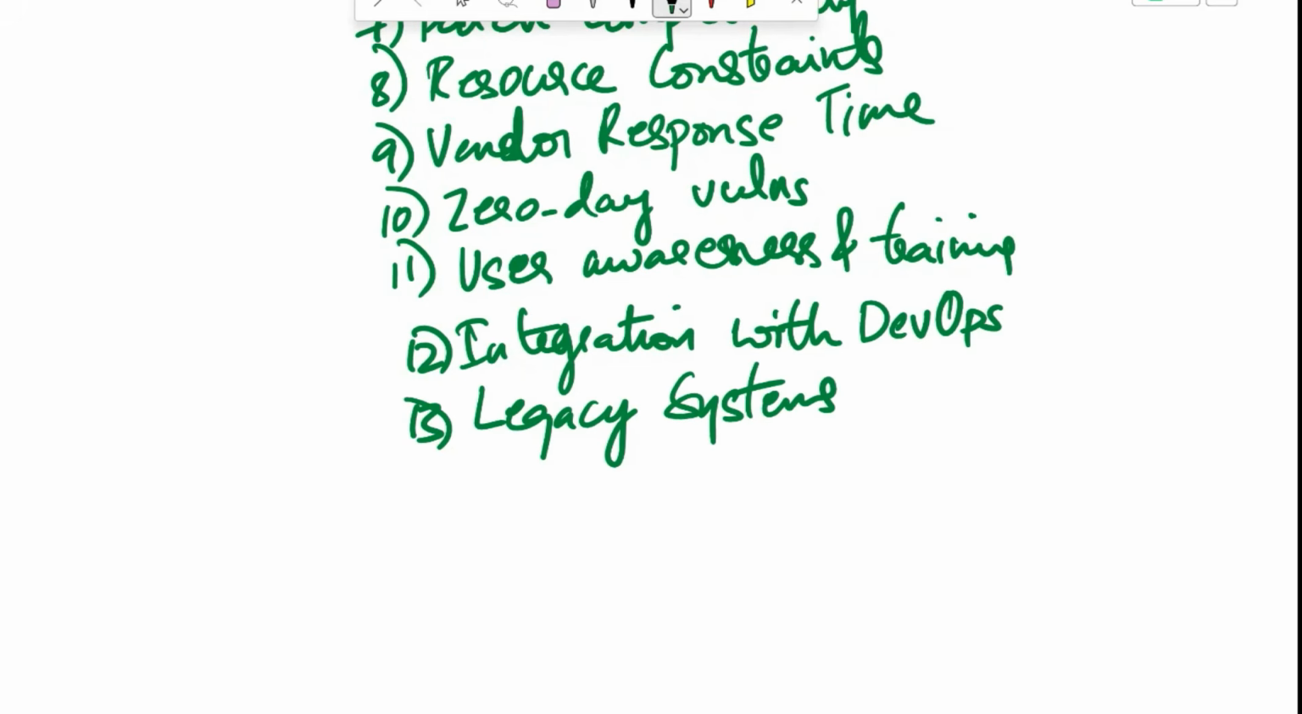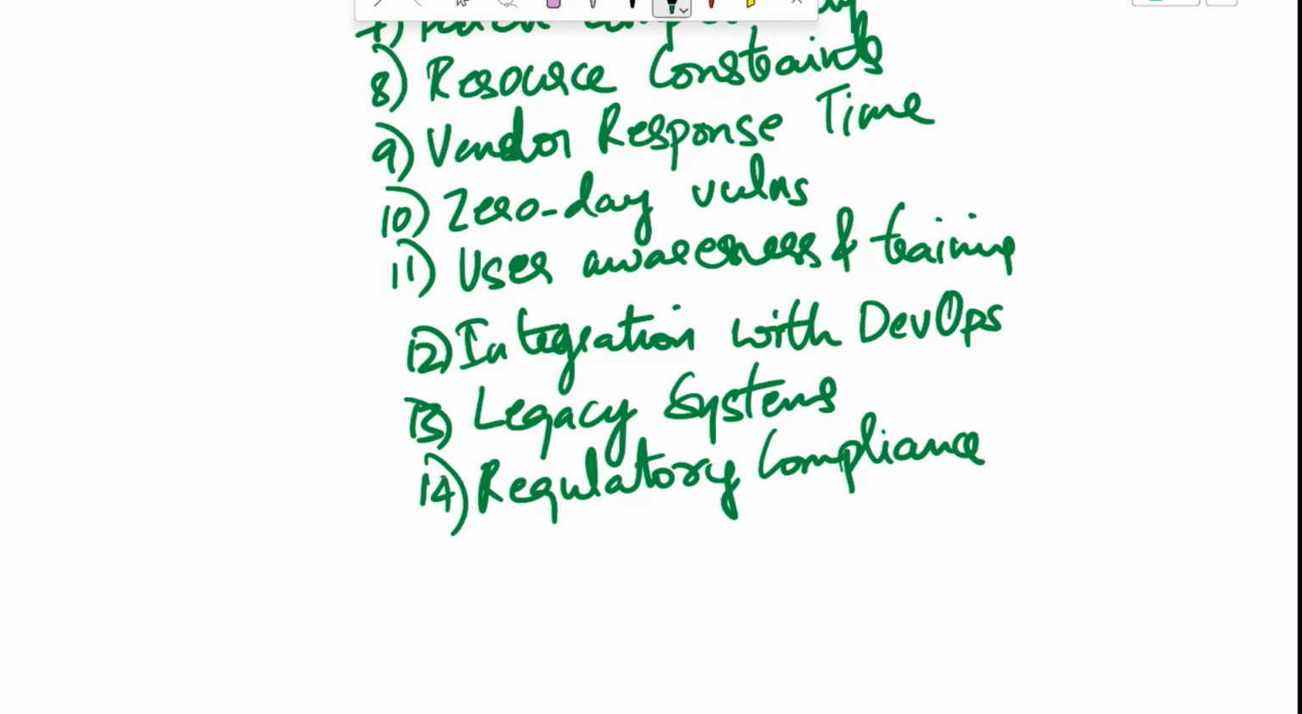Older systems or software might be difficult to patch or update due to compatibility issues or lack of support from vendors. Next is regulatory compliance. Meeting regulatory requirements for vulnerability management can add complexity and urgency to the process. Next one is continuous monitoring. Ensuring continuous monitoring for new vulnerabilities and maintaining an up to date view of the threat landscape requires dedicated resources.